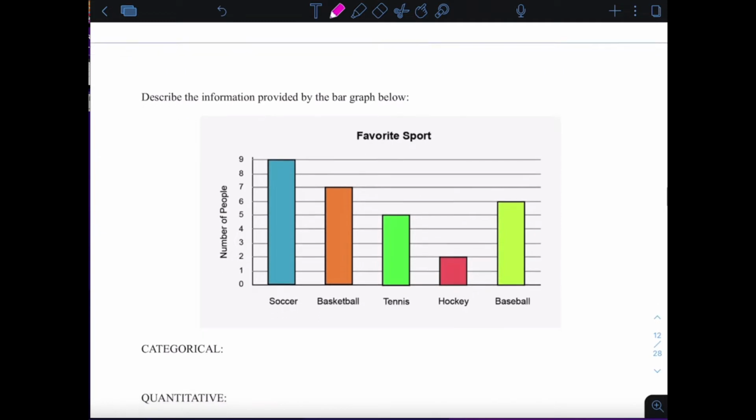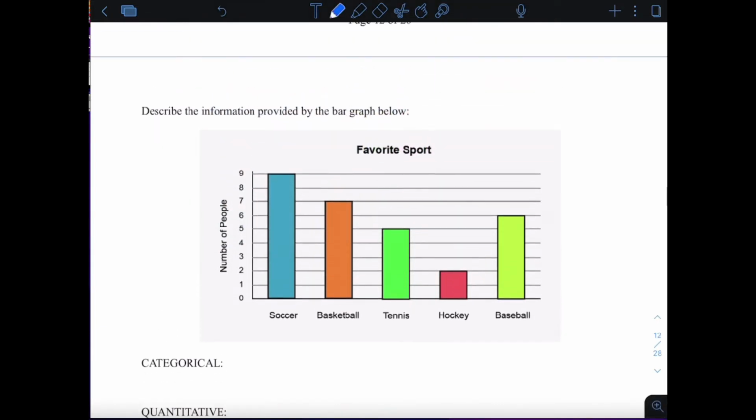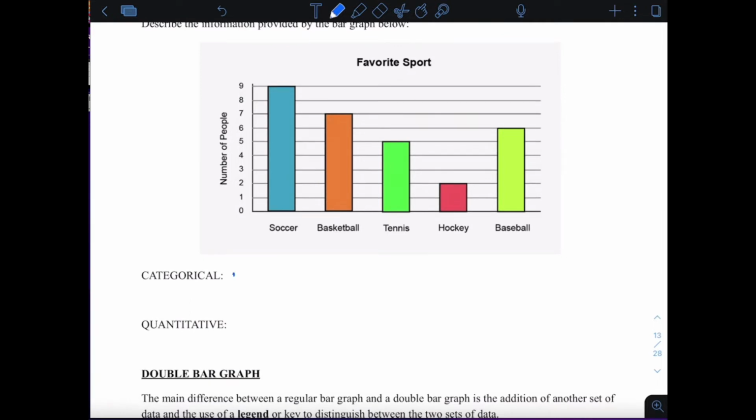Okay, so here's an example of a bar graph, something pretty simple. I have soccer, basketball, different sports on the x-axis, and then I have the number of people who said that sport was their favorite. Let's make some conclusions about this data, okay? Let's look at categorical data. One thing that jumps out at me is soccer was chosen the most as a favorite sport. Okay. What else can we say about this?